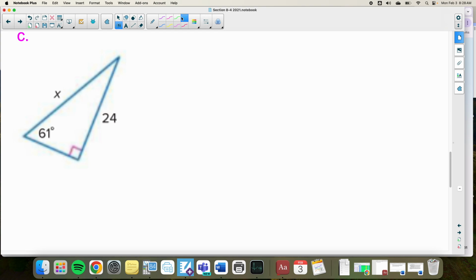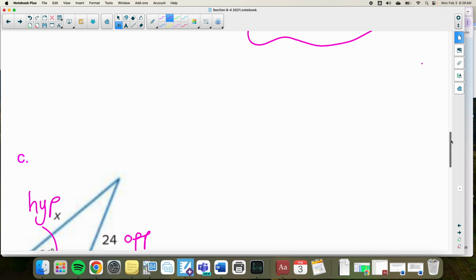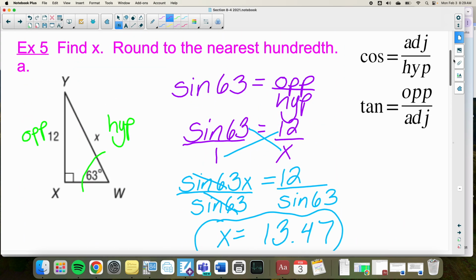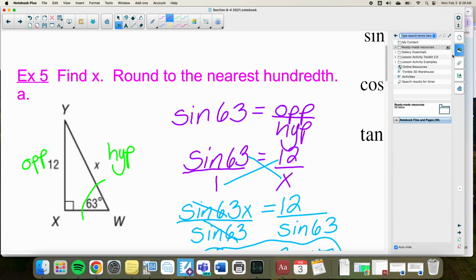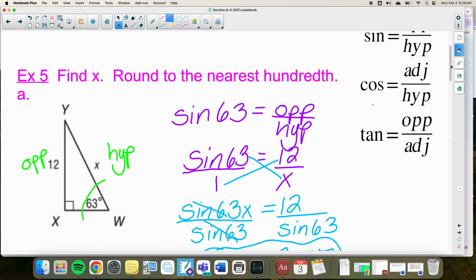So now I'm going to mark my angle again. What side is the 24? Opposite. And then how about the X? The X is hypotenuse. Now what trig function is that? That is your sine. Sine again is opposite over hypotenuse.